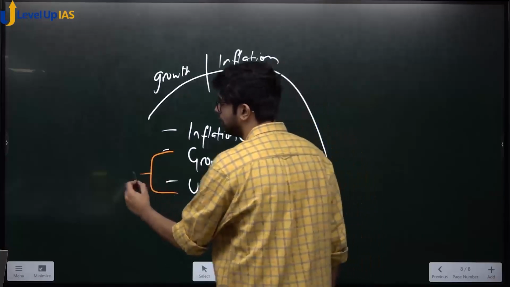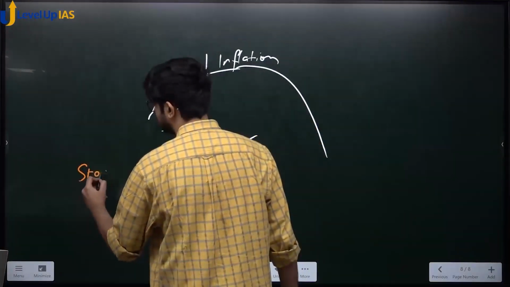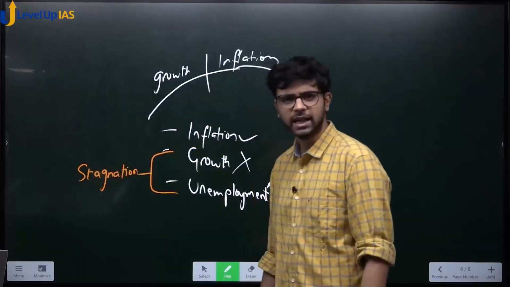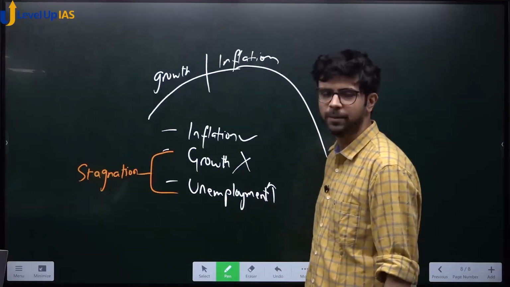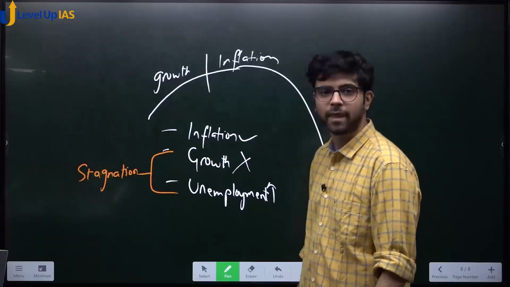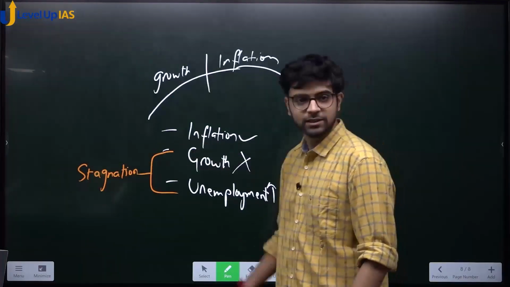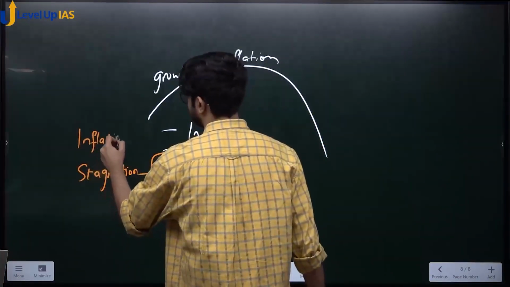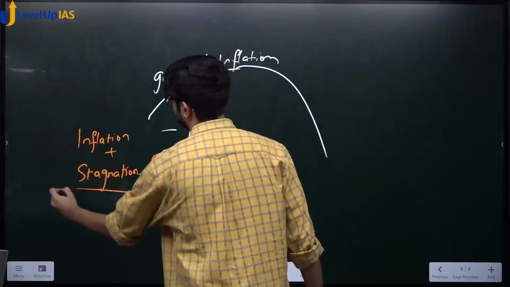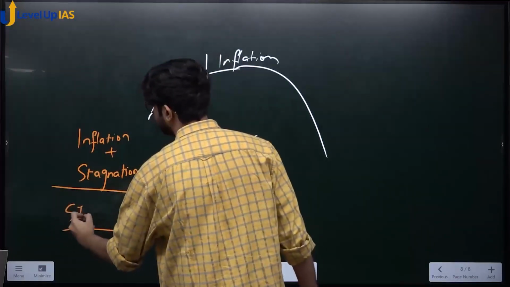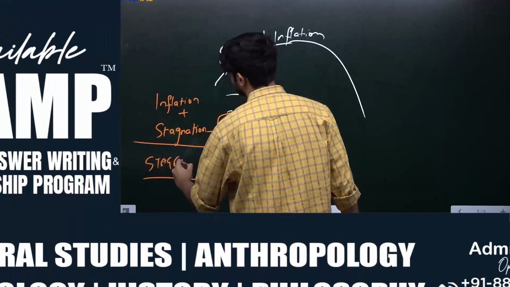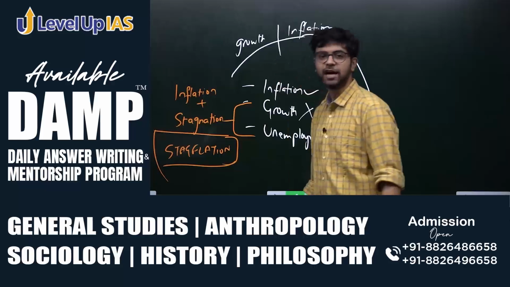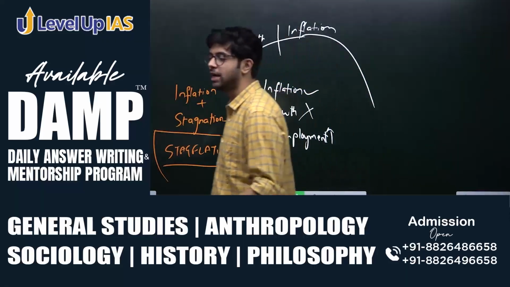Can I say that economy is stagnating? Stagnation आ रहा है ना? Yes or no? Stagnation आ रहा है. There is some stagnation because of growth and unemployment का issue. ठीक है? But there is inflation. This phenomena is called as stagflation. This phenomena is called as stagflation.